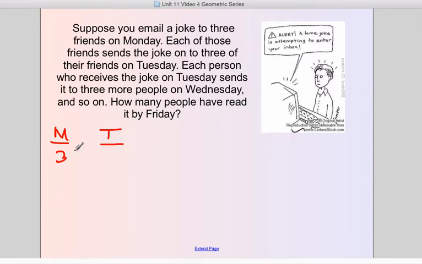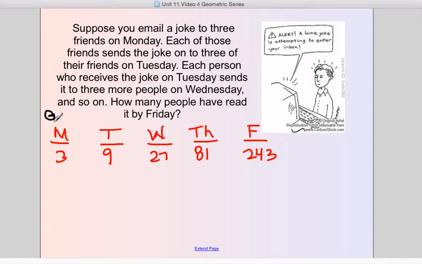Then on Tuesday, those 3 friends each send it to 3 more friends, so times 3, which gives us 9. By Wednesday, those friends go ahead and send it to 3 more people each, so 9 times 3 is 27. Thursday, those 27 people each send it to 3 more people, so 27 times 3 is 81. And by Friday, 81 people send it to 3, so it's 243. So I am multiplying by 3 every time, which makes it geometric.